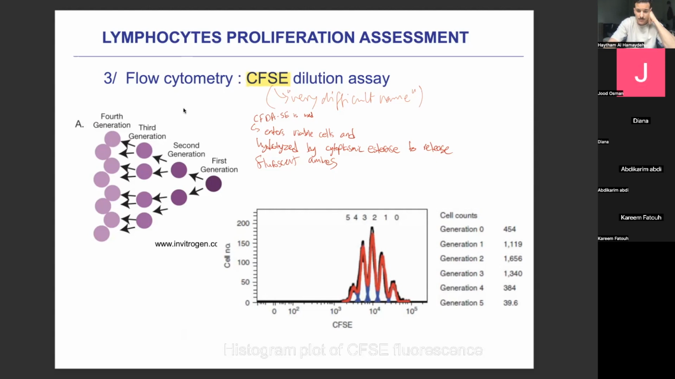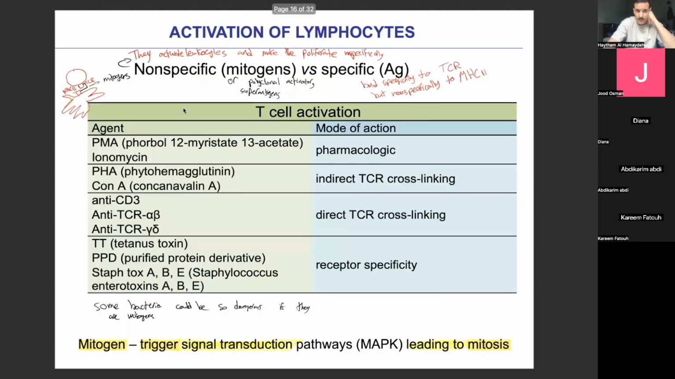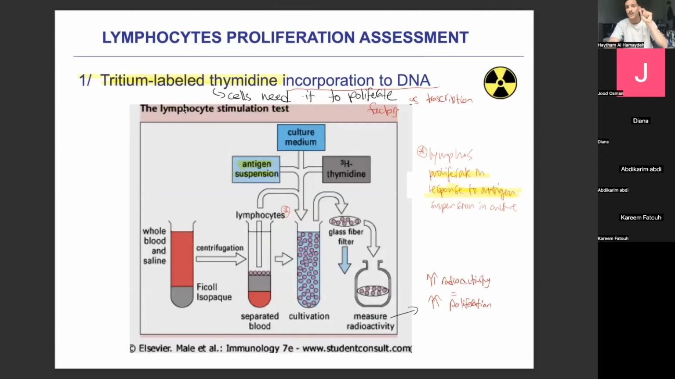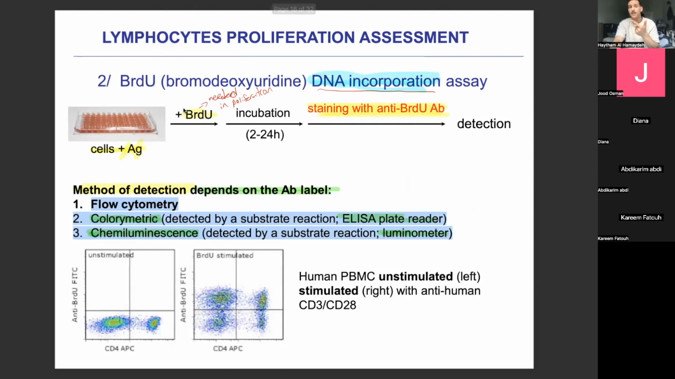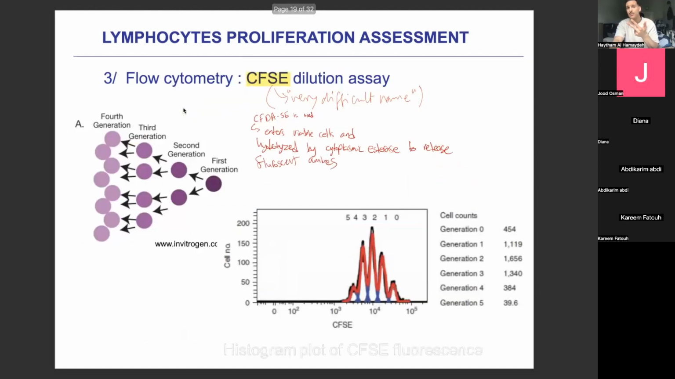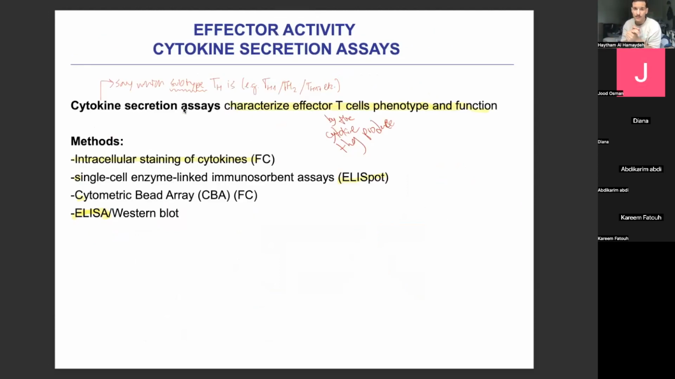So again, flow cytometry. These tests again. We have activation: mitogens, antigens. Second thing, we are testing for the formation of an army of cells. How? By DNA. Testing how much DNA is present. How? By labeling that DNA with radioactive substance, by labeling it with BrdU, by labeling it with CFSE, and that's it. Then, effector. Effector is basically saying release of cytokines.